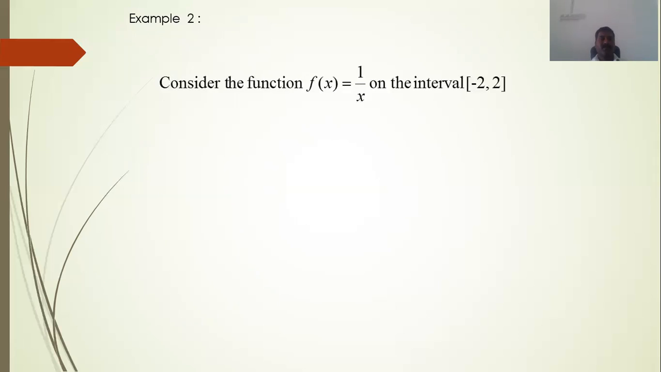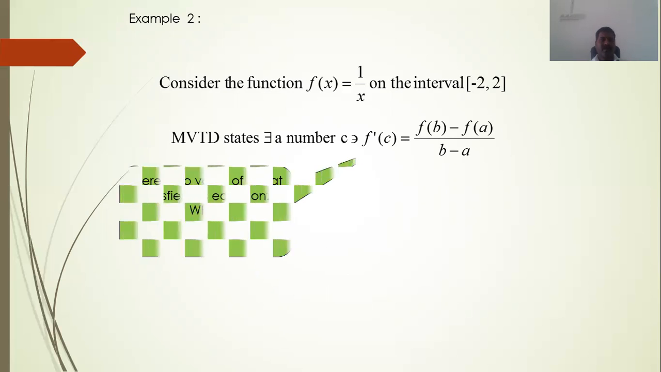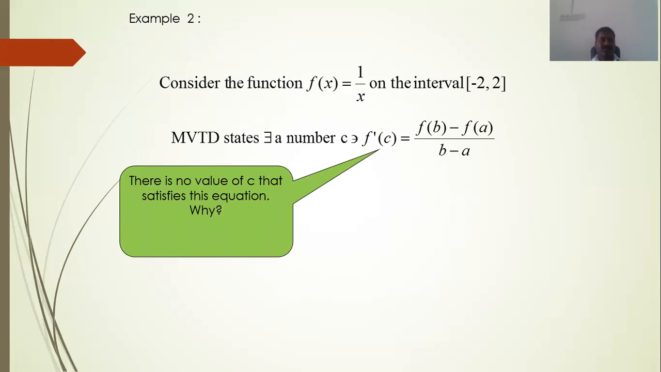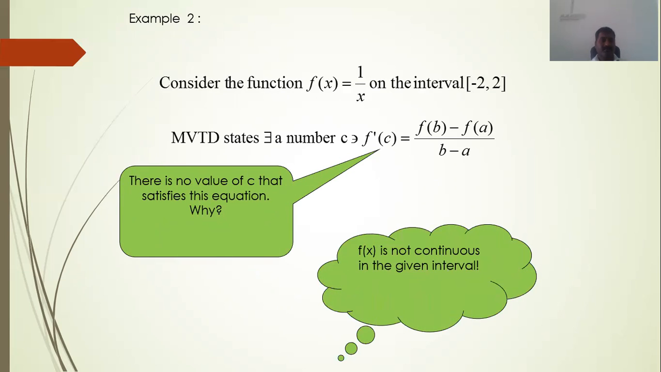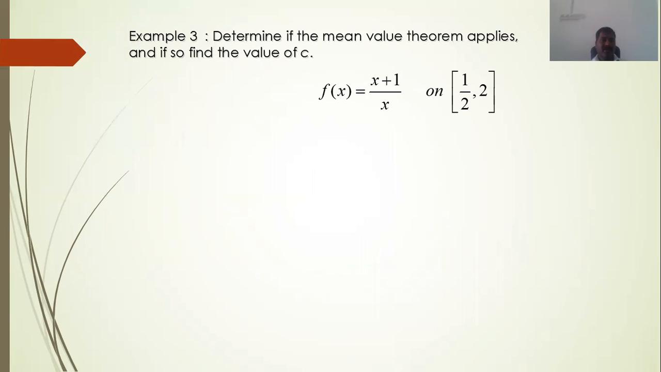Okay, consider another example. f(x) equal to 1 by x on the interval minus 2 to 2. The mean value theorem suggests that there exists a c such that f'(c) equals [f(b) minus f(a)] by [b minus a]. Now we see that there is no value of c that satisfies the equation. Think why? Because f(x) is not continuous in the interval minus 2 to 2, because x equal to 0 belongs to that interval.